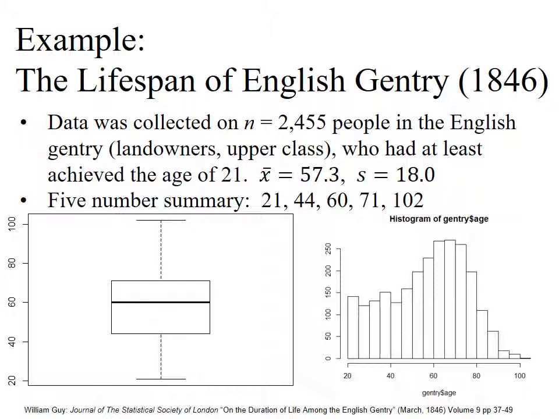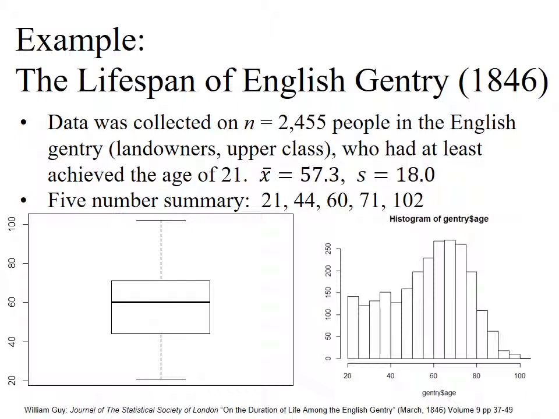Other summary statistics I want to look at are a 5-number summary. The shortest lifespan was 21 because that's where he started counting. He didn't count people who died at younger ages. So 21 is the minimum in the data set. The first quartile is 44 years. The median is 60 years. So half the people in his data set lived longer than 60, and half lived shorter than 60. The third quartile was 71 years of age. The very maximum, the oldest person in the English gentry in his data set, lived to be 102. Way back in the early 1800s, so that's pretty cool.